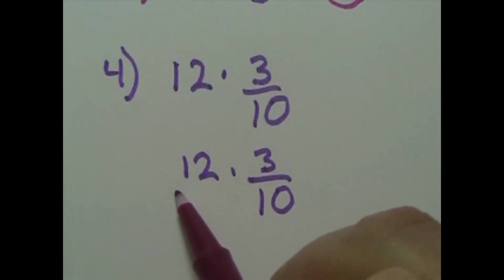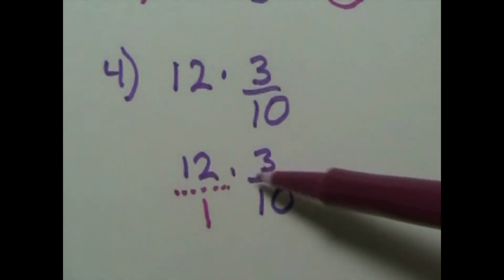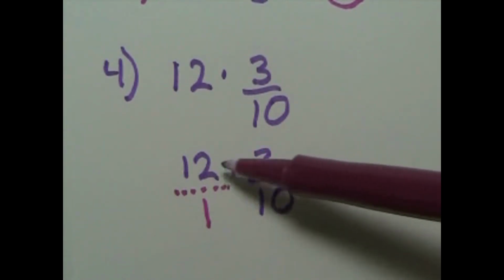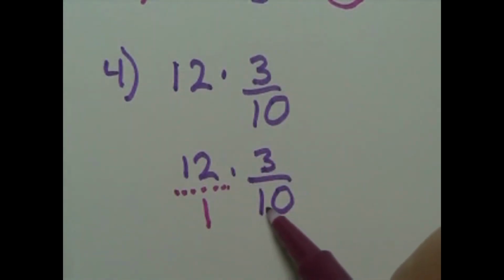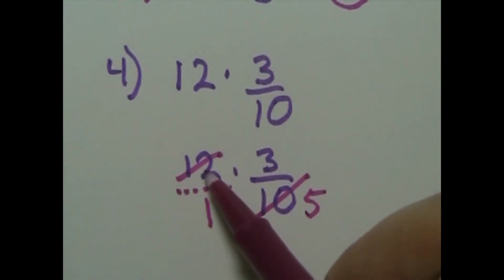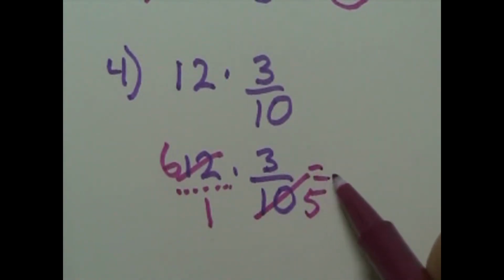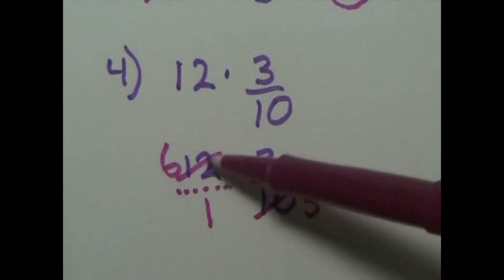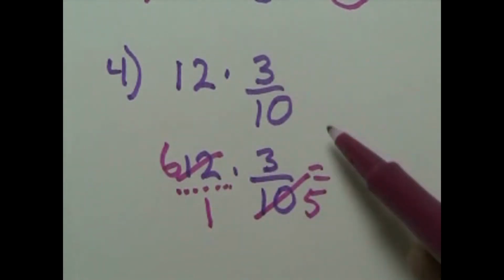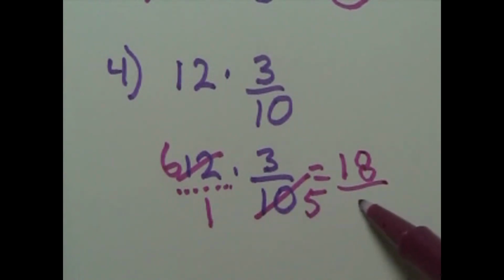First of all, notice that this is like having a 1 under it. The invisible 1 is sitting down there. And let's see if I can reduce it. Well, look, 12 and 10, 2 will go into both of these. 2 goes into 10 5 times, and 2 goes into 12 6 times. That's all I can do. 6 times 3 is 18. And 1 times 5 is 5.